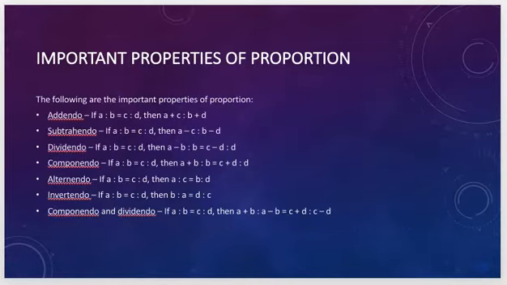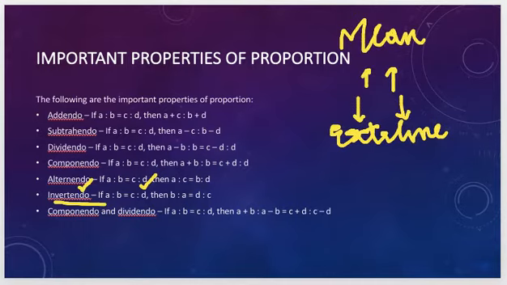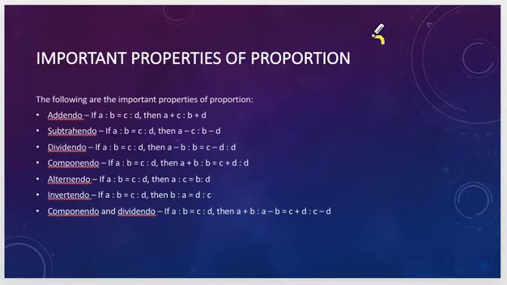Clear? Then there are some important properties of proportion. Like if we are assuming that what we have is somewhat like this: A is to B, double colon. This is known as colon, and this is known as colon, and this is known as double colon.